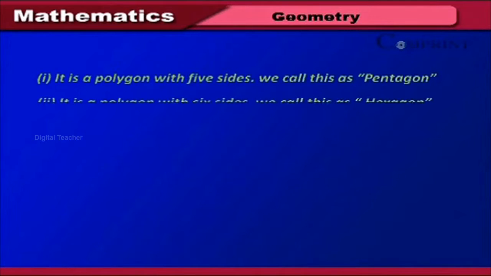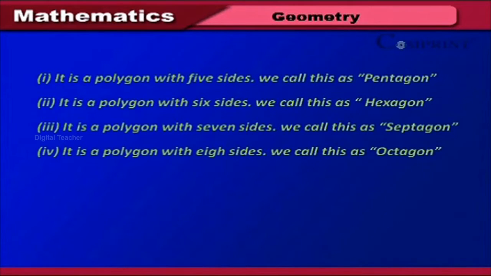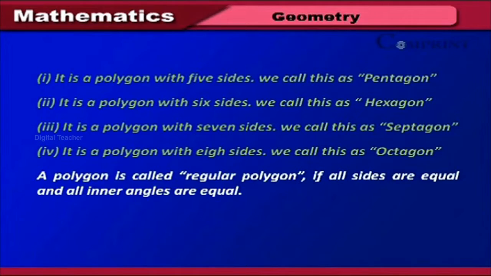It is a polygon with five sides. We call this a pentagon. This is a polygon with six sides. We call this a hexagon. This is a polygon with seven sides. It is called a septagon.